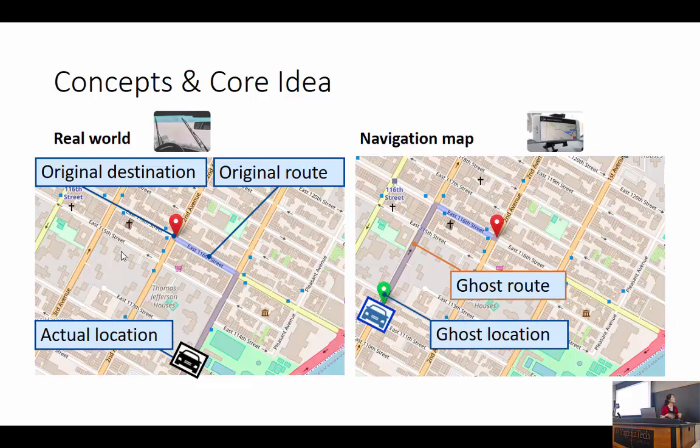And the route that is showing on the navigation screen of the user side, we call it ghost route, because the user never really drives through that route. He just thinks he's driving along that route. And the route that the user actually drives through following the instruction on the navigation system is called the victim route.